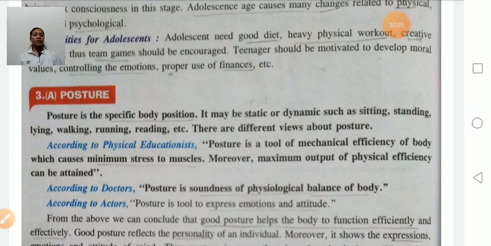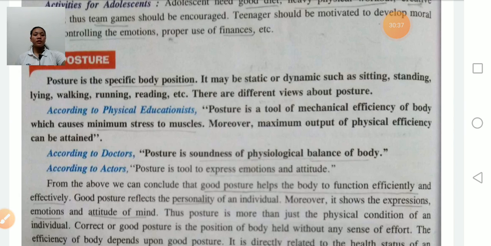Now, do you understand what posture is? Posture is the position of the body in which there is a proper manner that produces the least fatigue. We will feel the least fatigue if the person has good posture.